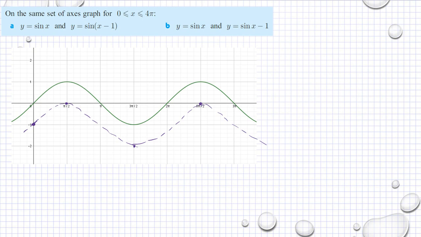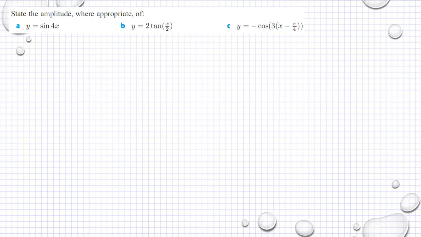It looks like that. Okay. Next. State the amplitude where appropriate of, we have tangent and cosine there. I'm not going to solve, I'm only solving for the sine. I will solve the tangent and cosine later when we have discussed them. Okay. Then we have our A.